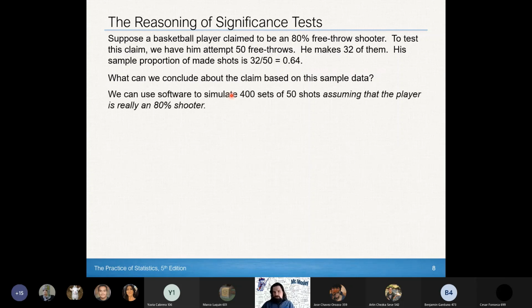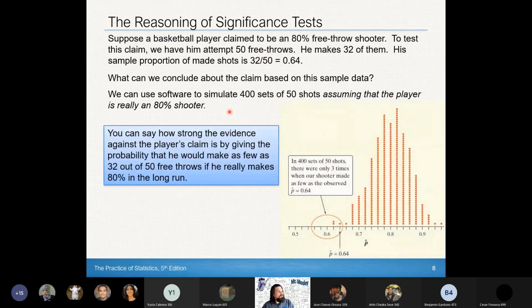Well, we could use software to simulate 400 sets of 50 shots, assuming that the player is really an 80% shooter. So we assume the null hypothesis is true. We run this software and simulate 400 sets of 50 shots. You can say how strong the evidence against the player's claim is by giving the probability that he would make as few as 32 out of 50 free throws if he really makes 80% in the long run.